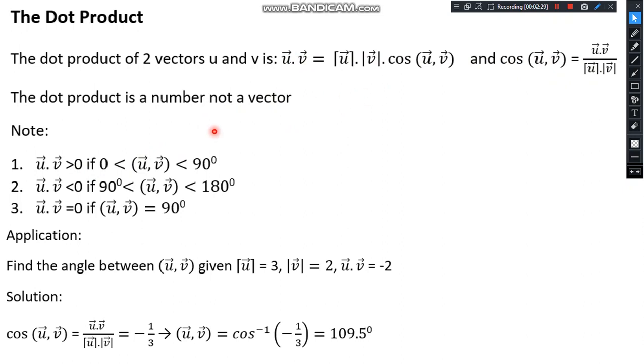Now, the scalar product is positive when the cosine is positive, meaning the angle is between 0 and 90. And it's negative when the cosine is negative, between 90 and 180. If the angle is 90, you know the cosine is 0. In that case, the scalar product is 0. So when the scalar product is 0, the two vectors are orthogonal. Application: find the angle between u and v given norm u, norm v, and u·v. So what's cosine of u and v? It will be the scalar product u·v over norm u times norm v, which is minus 1 over 3, and the inverse cosine gives 109.5 degrees.